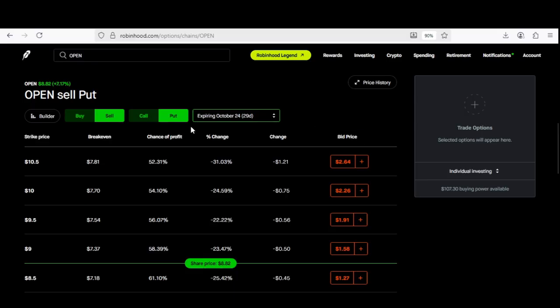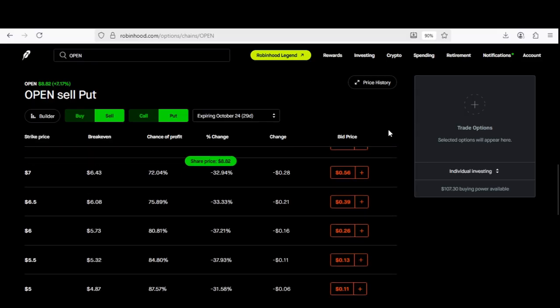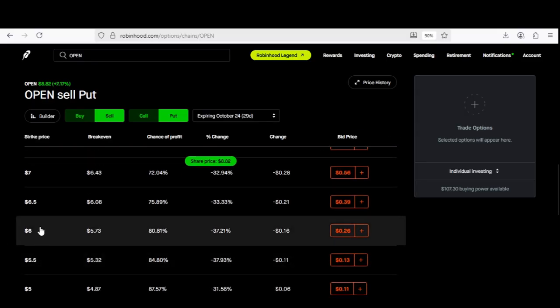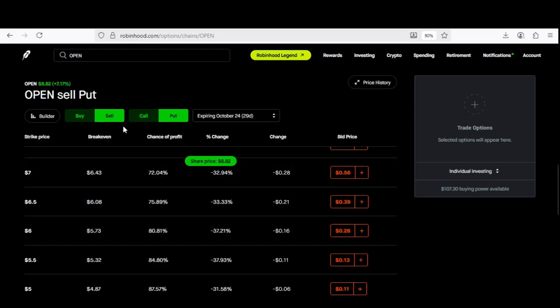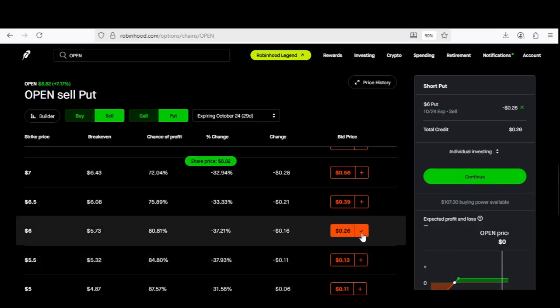Now that we have sell and we have put and we have chosen our monthly expiration date, now I'm going to go ahead and select my strike price. The strike price I'll be going with is going to be the $6 strike price. The reason I'm going to be going with the $6 strike price is because after doing my own research, I have come to the conclusion that the $6 price is at least a fair price. So at the $6 price, because this is a sell option strategy, you're going to be paid. The amount you're going to be paid is going to be 0.26 or $26.